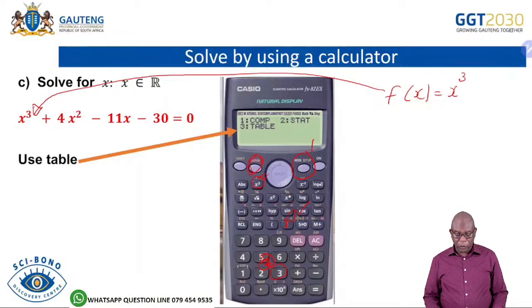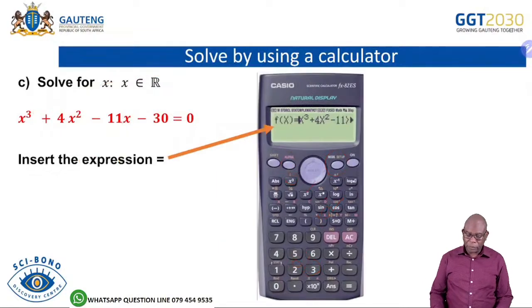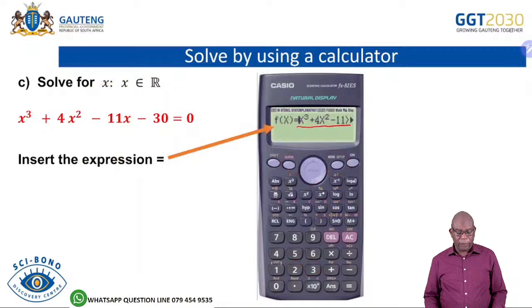So you say plus, and then you put a 4, and then you go to the alpha mode, the x, and put a square. Then we go to negative 11, you put an x there from the alpha mode, then you just say minus 30. The display that is going to come up on your calculator will be that. So you insert the expression: x cubed plus 4x squared minus 11x minus 30.